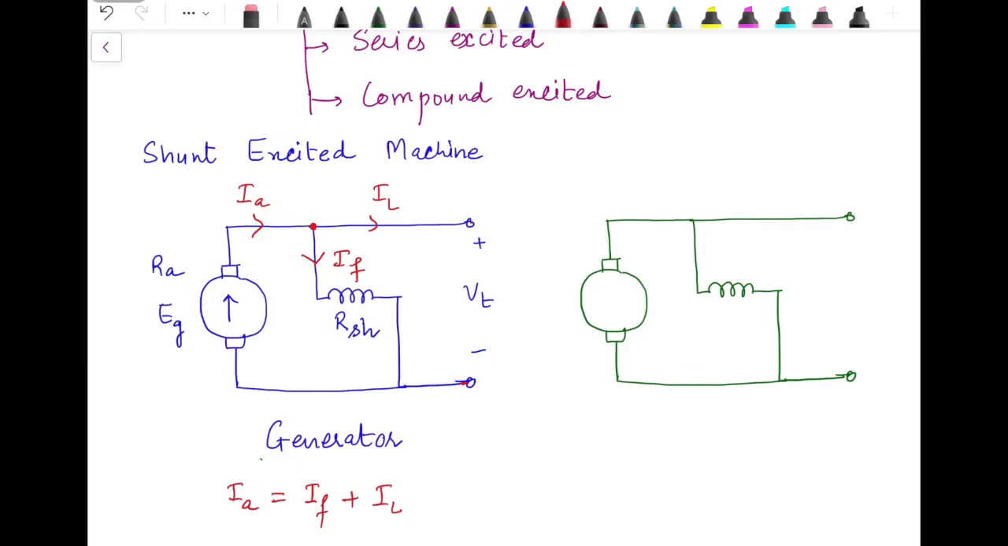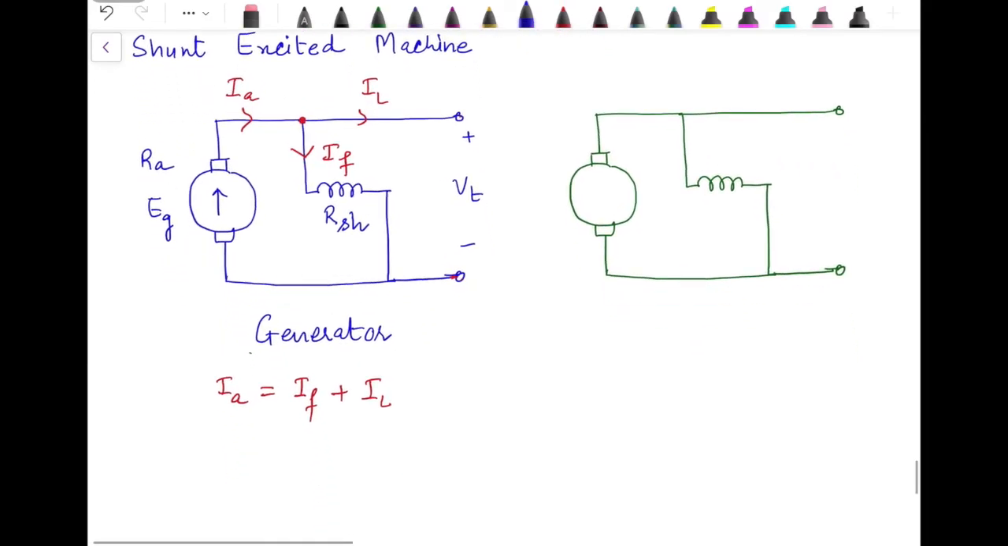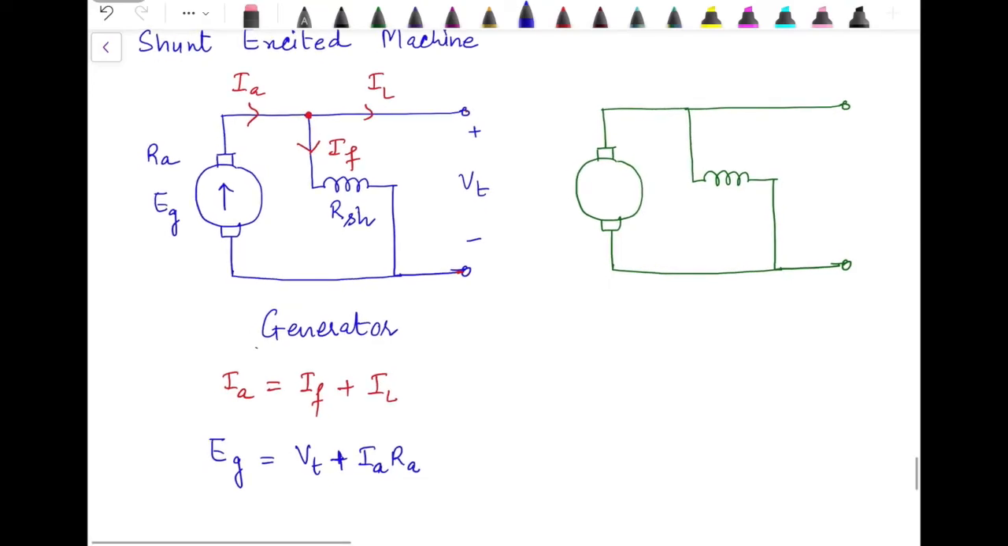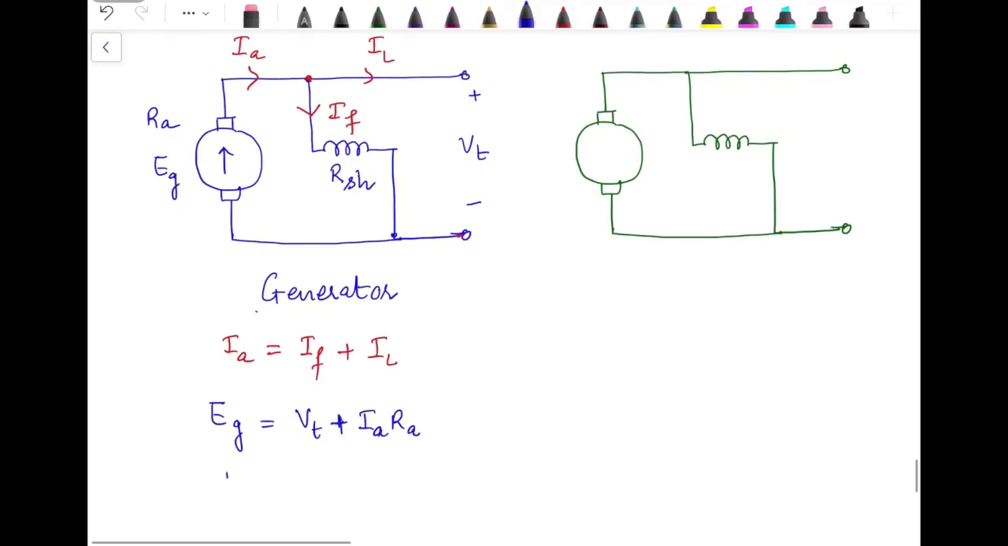The voltage balance equation remains the same, that EG is equal to VT plus IARA. At the same time, the voltage across the field winding is VT, so IF can be calculated from VT and the shunt resistance. These are the relationships we need to use when solving problems related to the DC shunt machine.